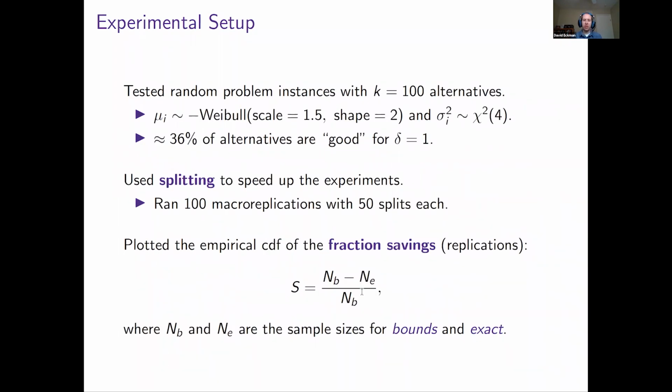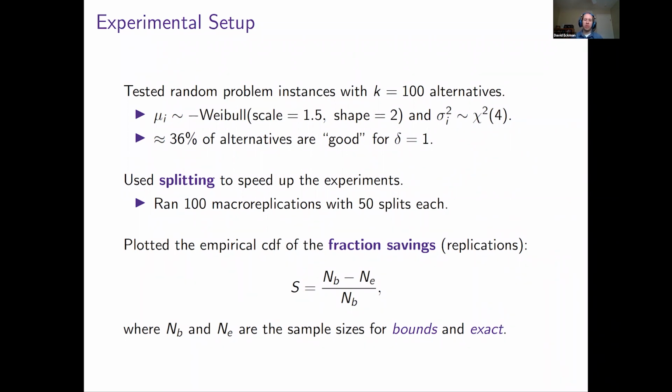Okay, so I'm going to be testing a setting with 100 alternatives. The true means are going to be generated from a Weibull distribution. I guess this should actually be negative Weibull here. The true means are generated from a negative Weibull distribution. And for these parameters, it's roughly the case that about 1/3 of the alternatives are delta equals 1 good. And then there's this tail of poor alternatives trailing off.